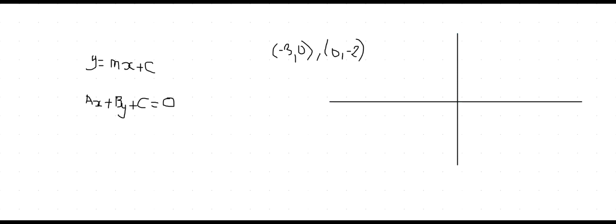Say -3 on the x-axis is somewhere here, and then -2 on the y-axis is somewhere there. Then our line should go through these 2 points. And since my graphing is not accurate, I'm not sure if it's going to this time around. Let's see. Okay, so something like that.